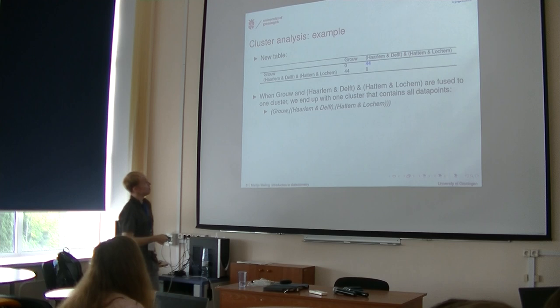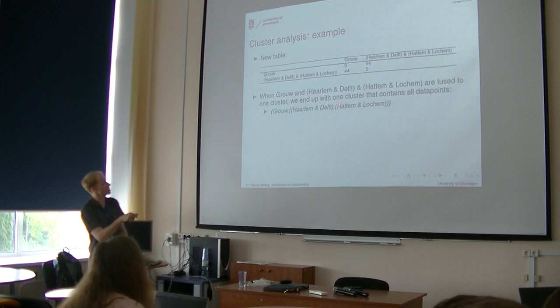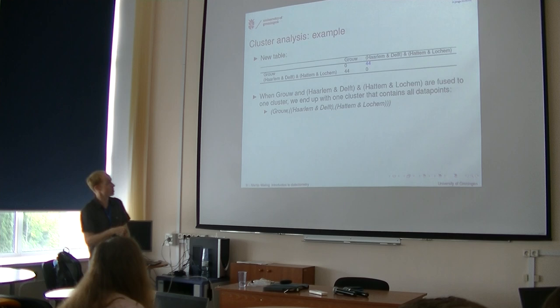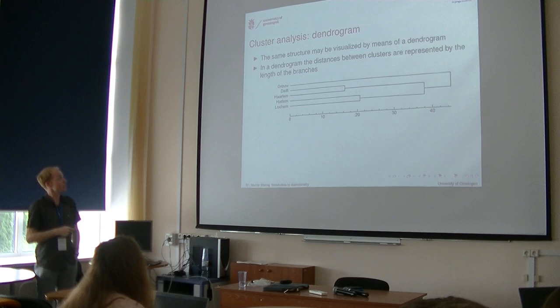Right? So what we did, we first fused, I think, Haarlem and Delft. What did we fuse first? Yeah, we first fused Haarlem and Delft, then we fused Hattem and Lochem, and then we fused Gauw. It should be vice versa. I will correct it. Okay, so can we visualize this clustering?